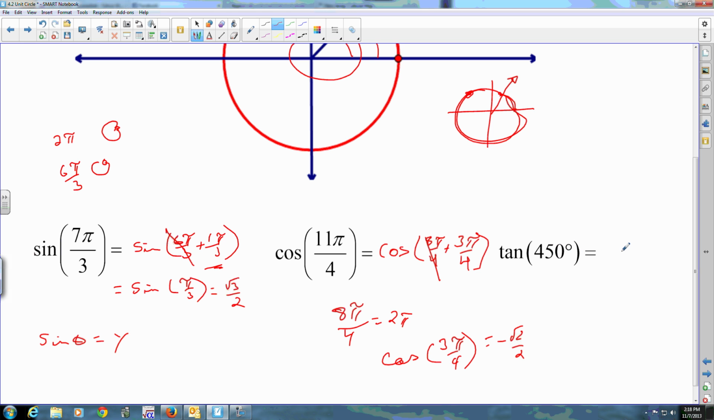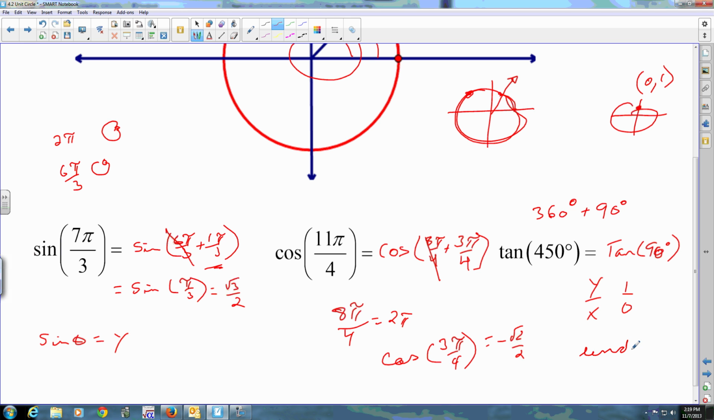Okay, cosine of 450, that's 360 plus 90. So that's the same as the tangent of 90 degrees. Same answer. Tangent is your y over your x. Your y value at 90 degrees, right up here, the coordinate is 0, 1, so it's 1 over 0. So the tangent of 450 is undefined because you're dividing by 0.